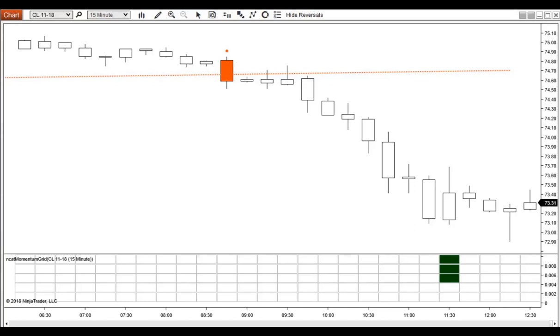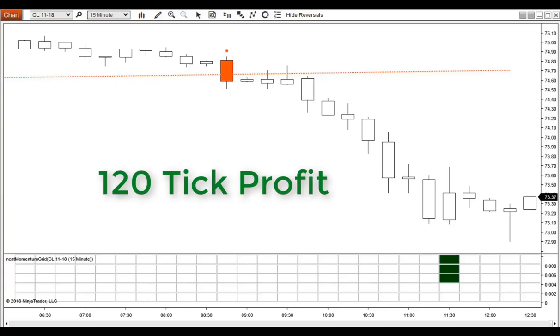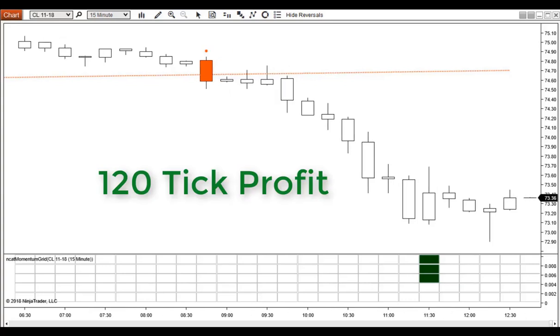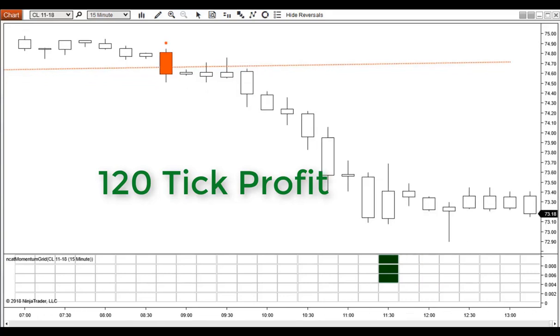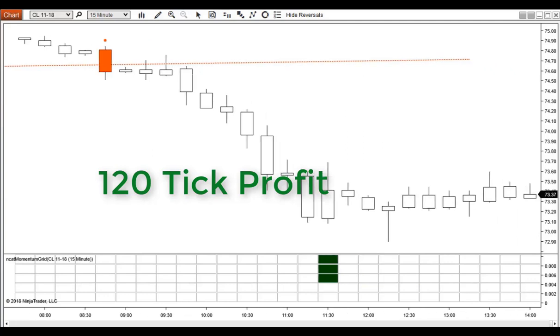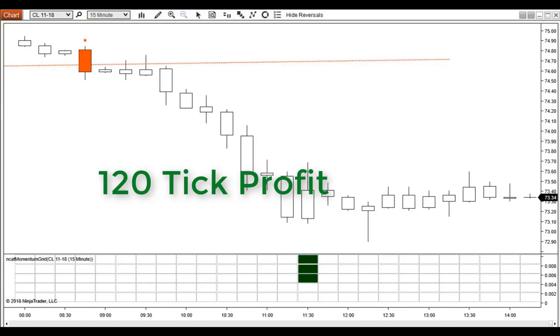However, back to our trade here, after a move of about 120 ticks, that would be a great place to take your profits and call it a day. And just to show you the accuracy of this tool, we'll let the market run for another few seconds. As you can see, nothing happens. Shortly after the momentum grid says pay attention, we're close to the low of the day, and it was indeed the smartest exit we could take for maximum profits.